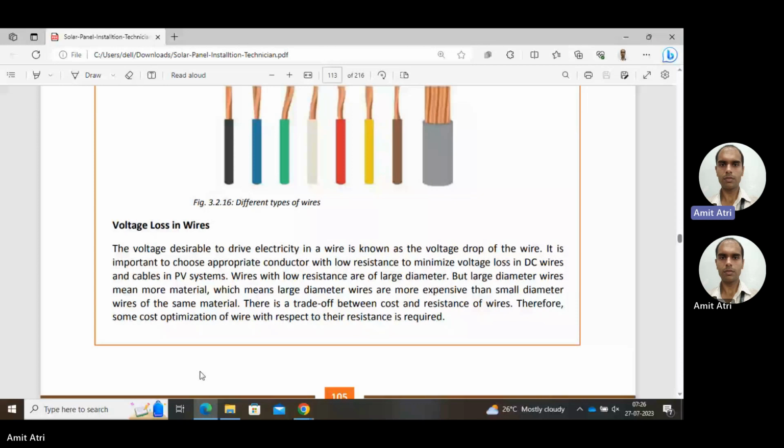So wires with low resistance are of large diameter. But larger diameter wires need more metal, and correspondingly the cost also increases. So the cost of the system will increase. That will increase the cost of the energy per unit, which is also not desirable. So we have to make a proper balance. We have to select the wire which is most suitable for our PV system.